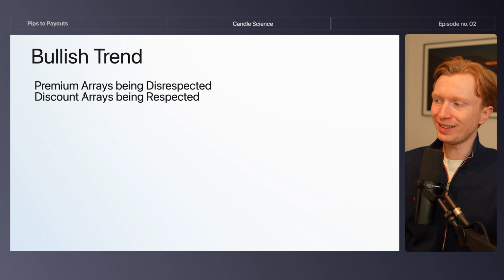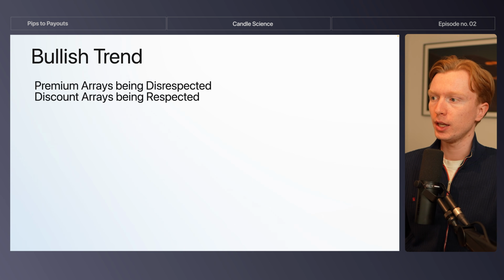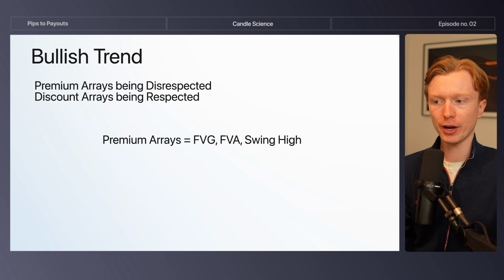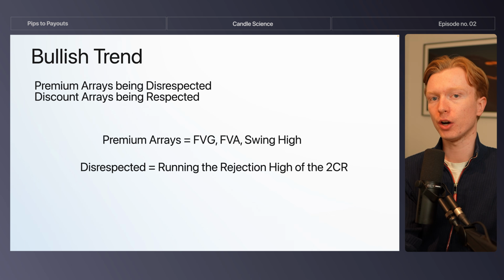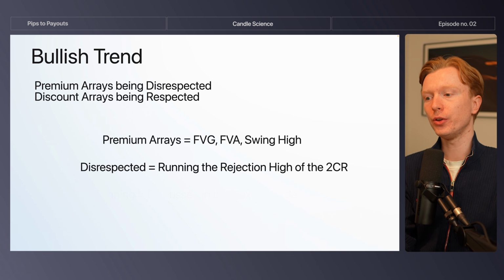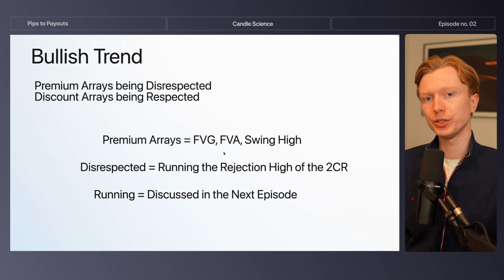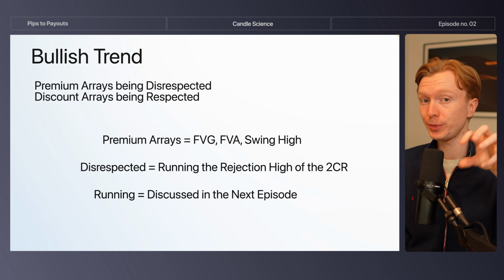But right here, when we dissect this sentence, premium arrays, discount arrays, we understand those are the PD arrays. Disrespected and respected. Okay, what does it mean? Premium arrays: fair value gap, fair value area, swing high. Disrespected is running the rejection high of the two-candle rejection, like we saw in the example just now. The only thing that we do not know just yet is running, and that's going to be discussed, I'm sorry, in the next episode, otherwise it's going to be very overwhelming. Discount arrays being respected is when you have the rejection high and we don't trade back above the rejection high, so we are still respecting the PD array.